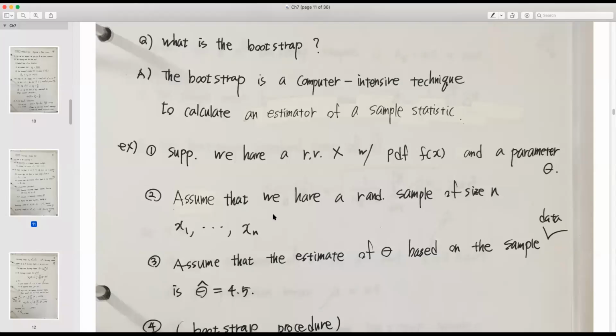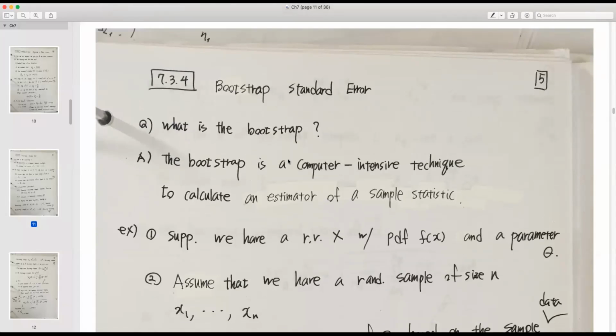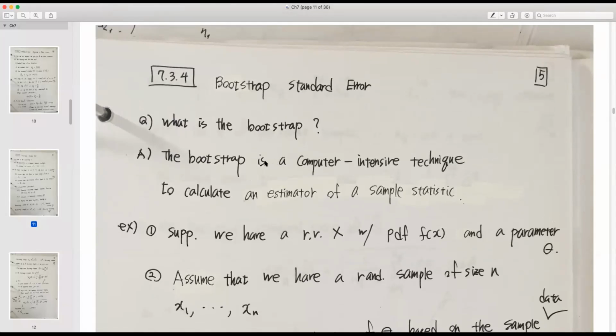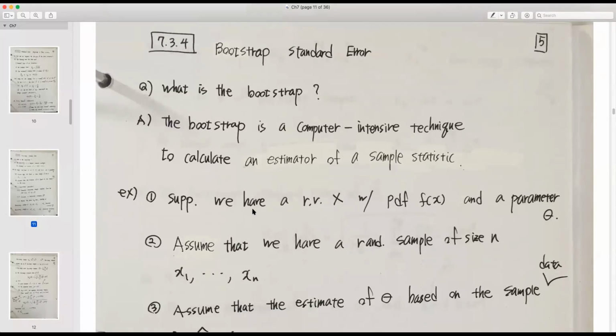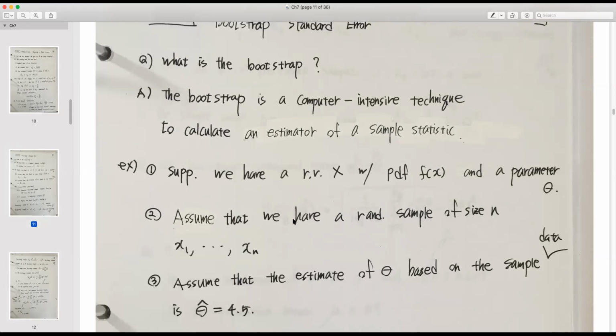All right, in this video, I'm going to cover 7.3.4 Bootstrap standard error, and we'll see examples of Bootstrap problems. So what is the Bootstrap? The Bootstrap is actually a numerical method to find the estimate of the standard error.